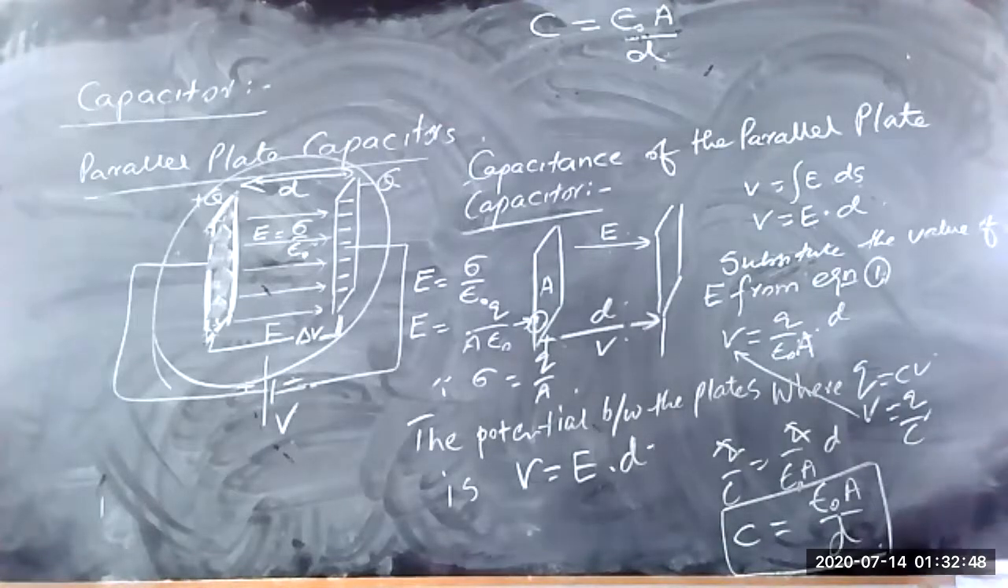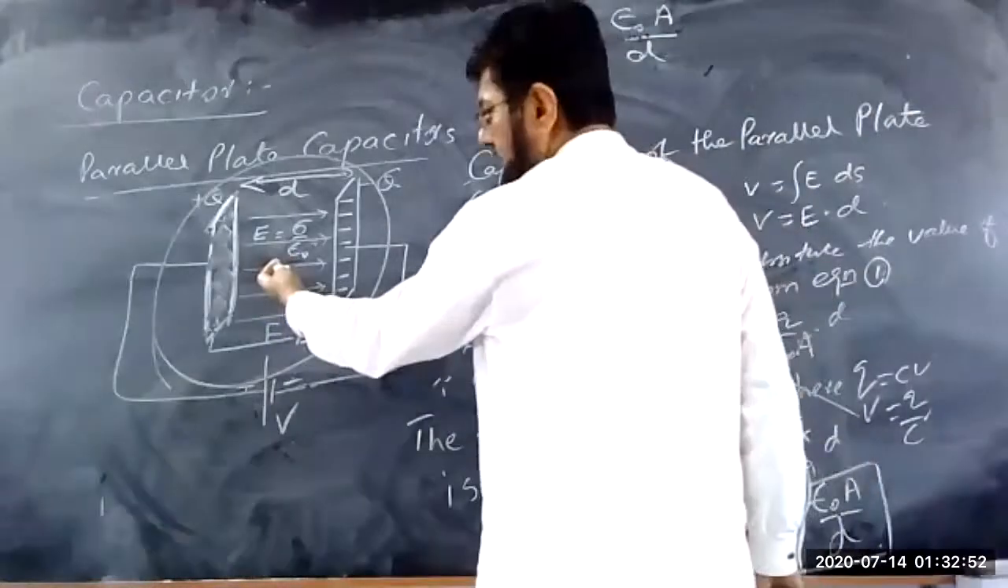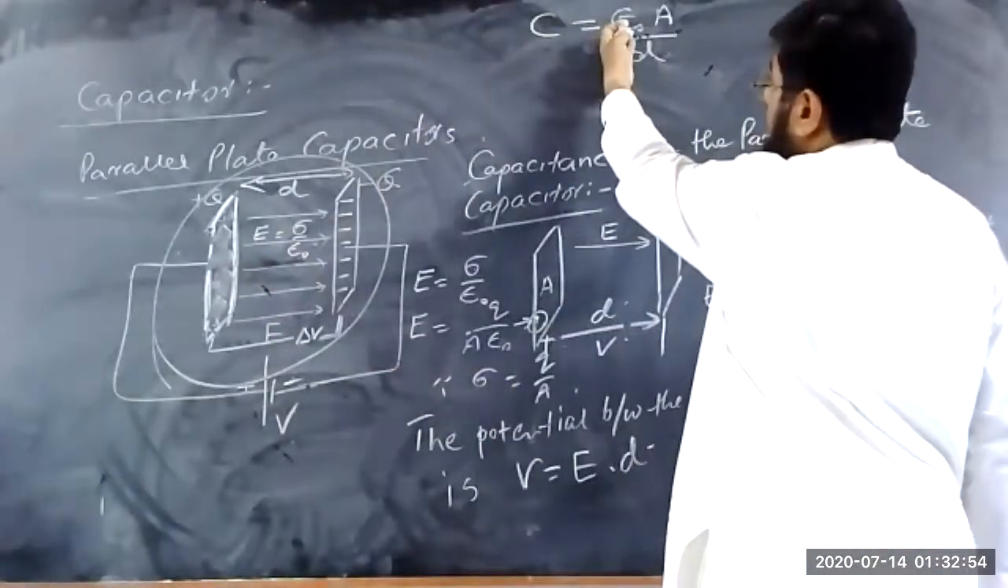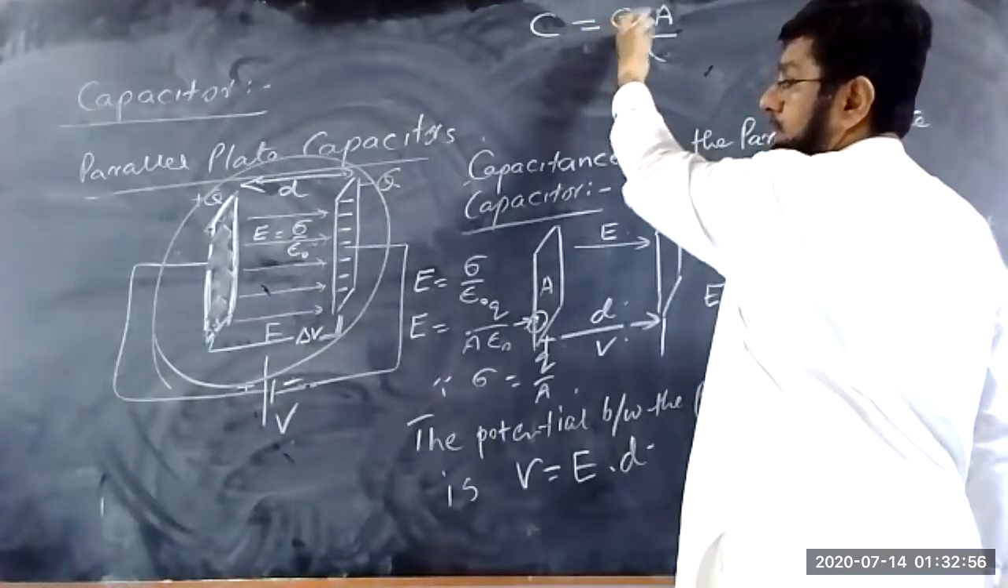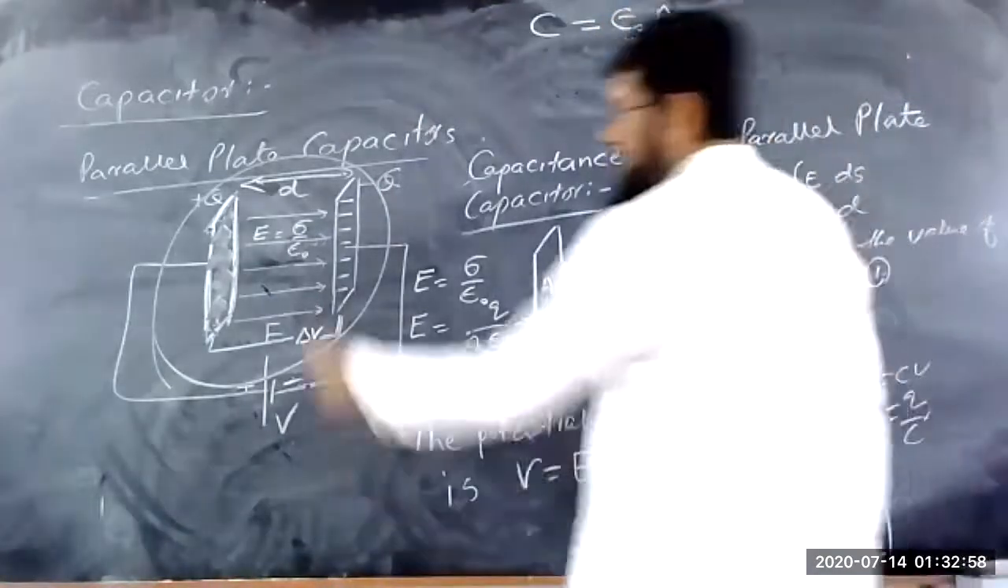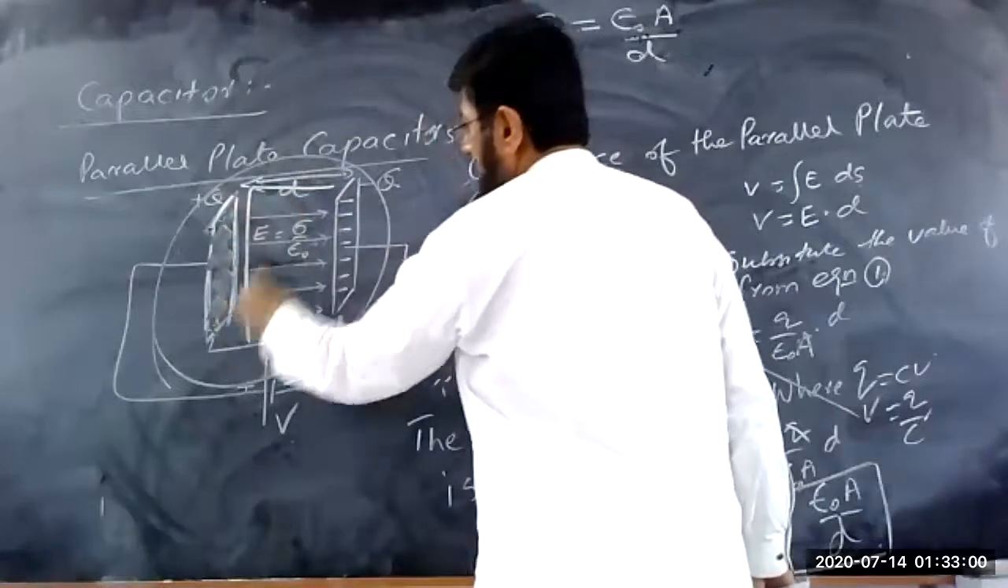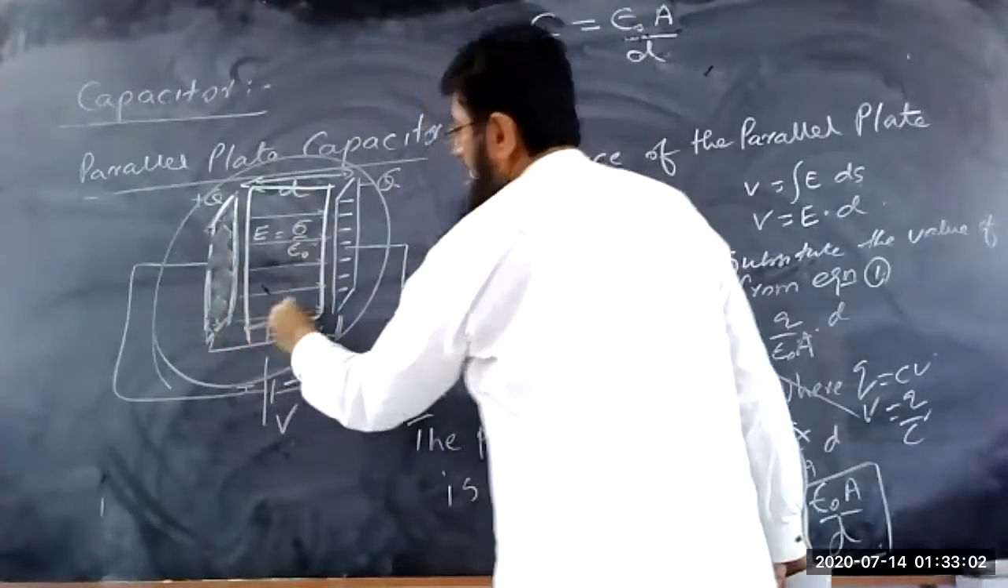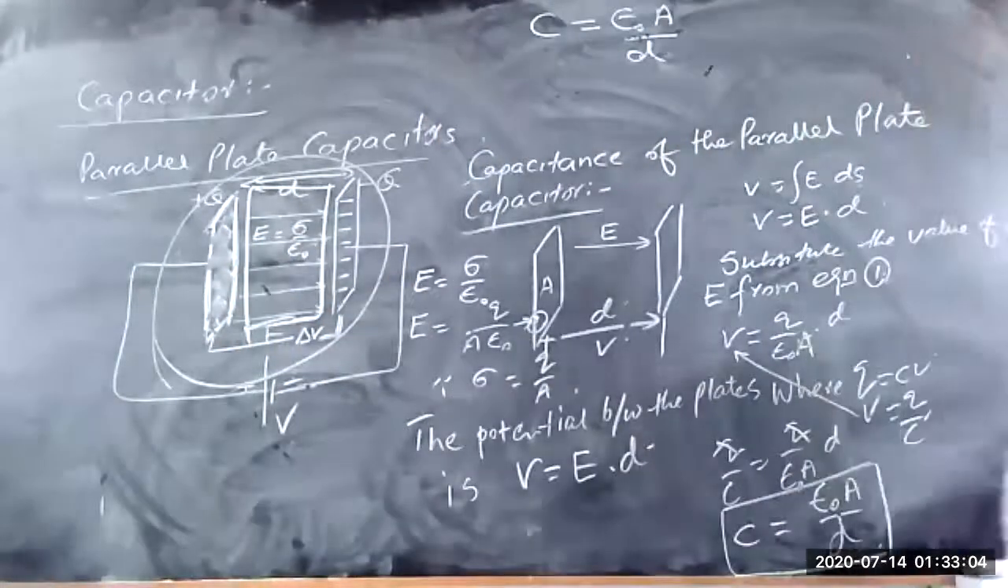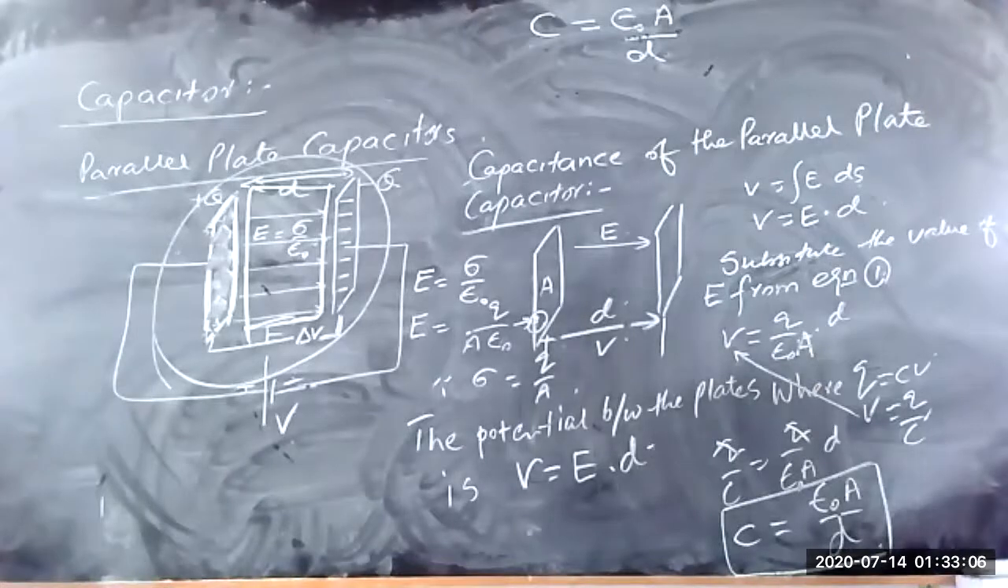This is how we calculate the capacitance. Now, this capacitance with epsilon naught is for air and for vacuum. If we place a block of dielectric material between these plates, then what will happen?